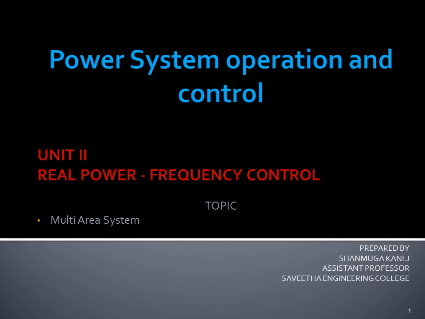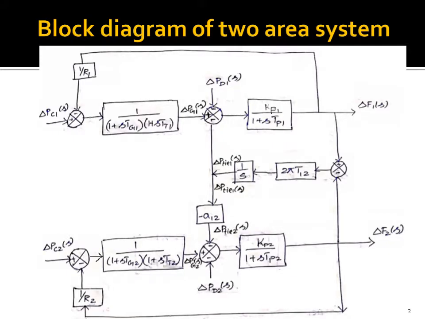Good morning. In this session, we are going to see the static and dynamic analysis of the multi-area system. A two-area system is also called a multi-area system, and this is the block diagram of your two-area system, with this being control area 1 and these the blocks for control area 2. Both the blocks are connected via the tie line power.